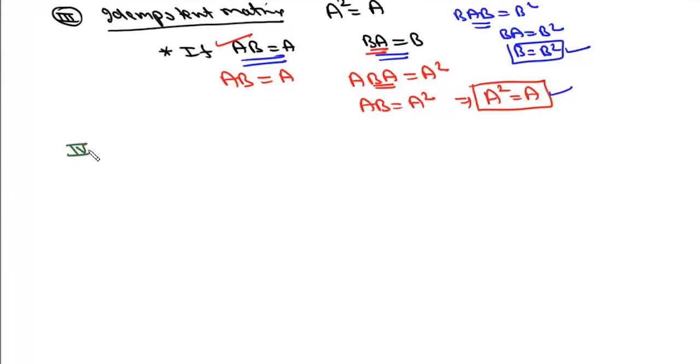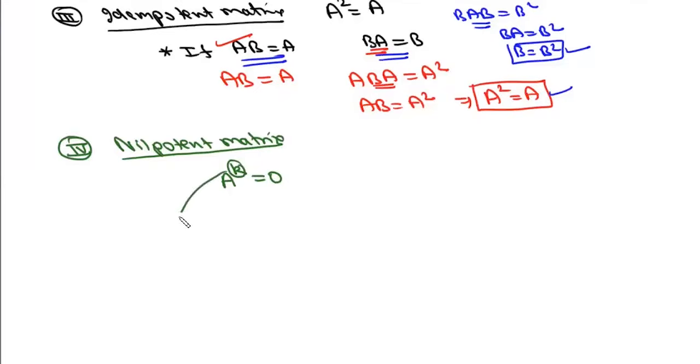Now the fourth one is nilpotent matrix. Now a square matrix A is said to be nilpotent if A to the power K is a null matrix. Now this K is called the index of the nilpotent matrix if A to the power n is 0 whenever n is greater than or equal to K, and it is non-zero when n is less than K. So K is the smallest power for which this A to the power K is 0. Then we say this K is the index of the nilpotent matrix.